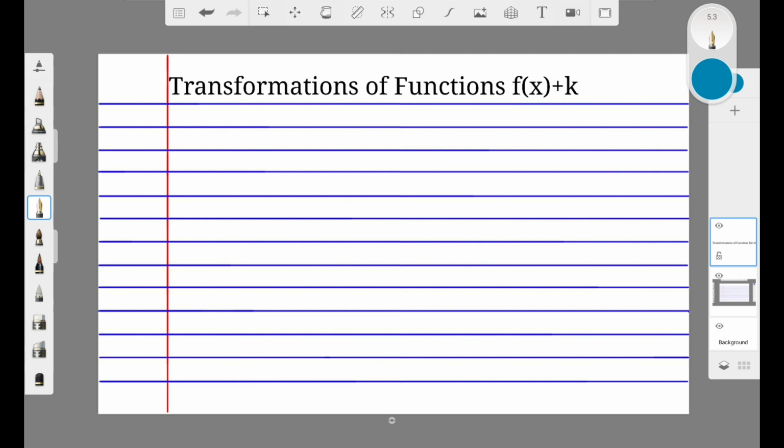So let's get started. The function we're going over today refers to vertical translations, which basically means that the graph of a parent function, or the original function, is shifted either a couple units down or a couple units above where it originally was. So we are going to find out how to write f of x plus k and what each part of that function means.